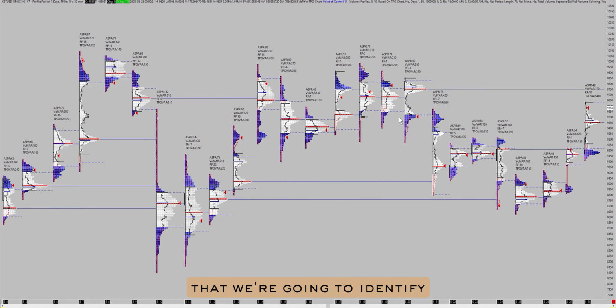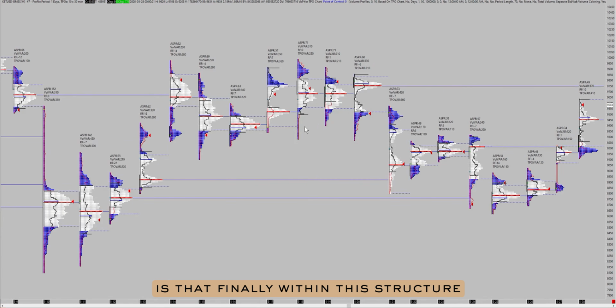And the one thing that we're going to identify is that finally, within this structure right here, we have that inside day setup. So we have one day, and the following day is completely engulfed by the prior day. And not only that, we have our value area sitting within the prior value area. So focusing on the fact that volume and the TPO value area are pretty much one for one. So this is two back-to-back days. They're extremely tight. Value hasn't migrated upward or downward really at all. So this is where we're going to start to look for potential breakout opportunities.